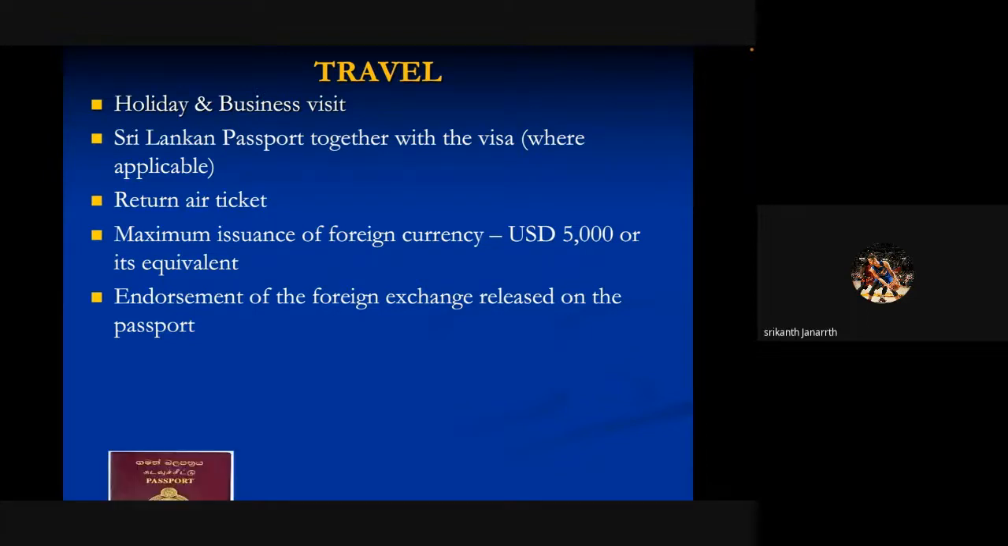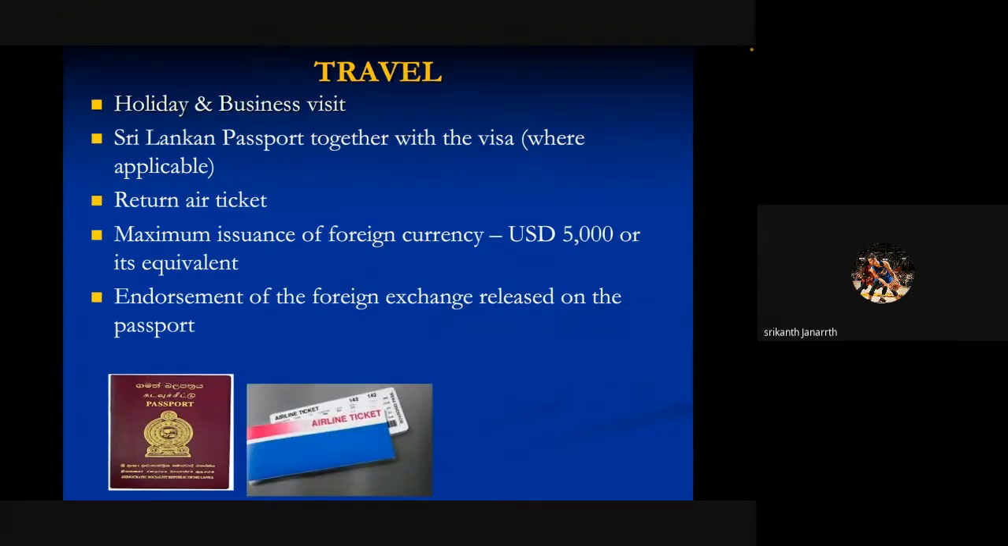So you can see you require a passport. Of course, if a visa is required, it should be embossed in the passport. With some countries, when you visit, no visa is required. If you go to Singapore, it's a visa on arrival. Anybody can go to Singapore without obtaining a visa. For most countries, you have to take a visa prior to leaving the country. You have to get a visa.